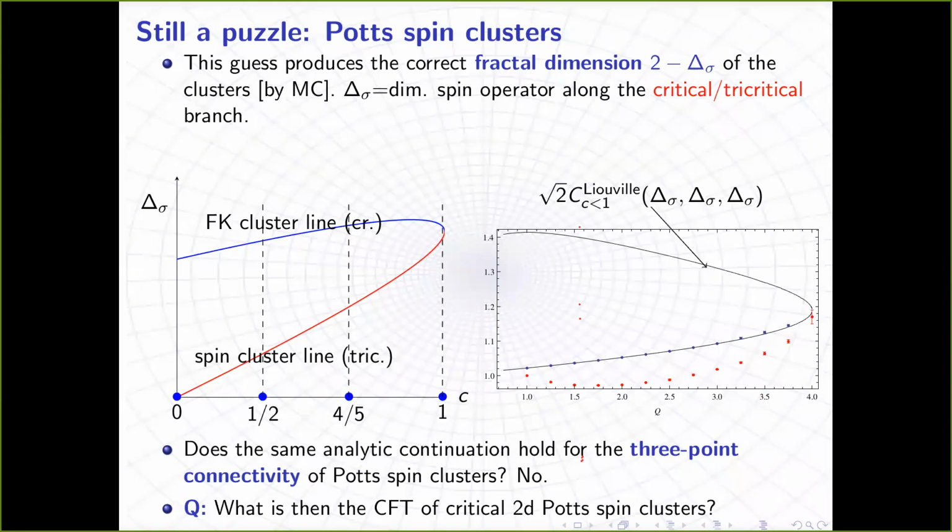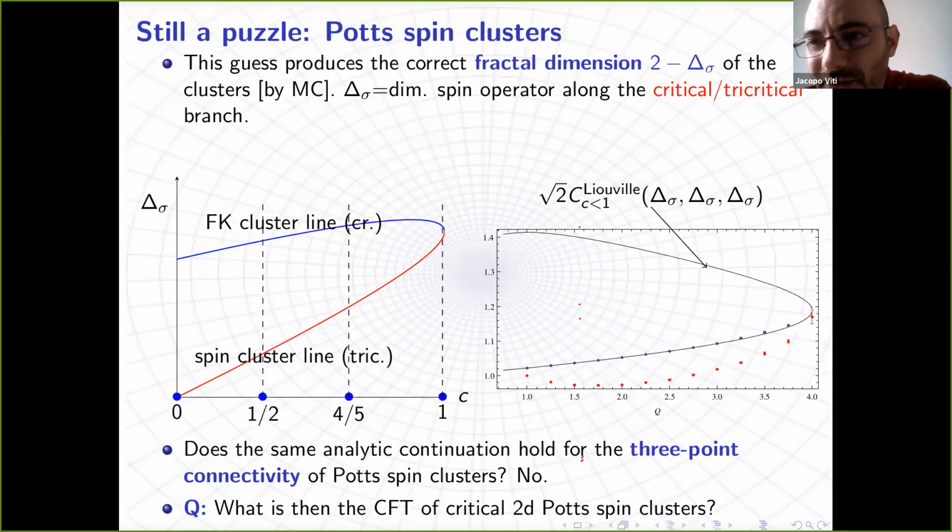Yes. Somehow what I think is puzzling is why this analytic continuation on this other branch seems to not be correct for the 3-point function, which I don't know why this is true.